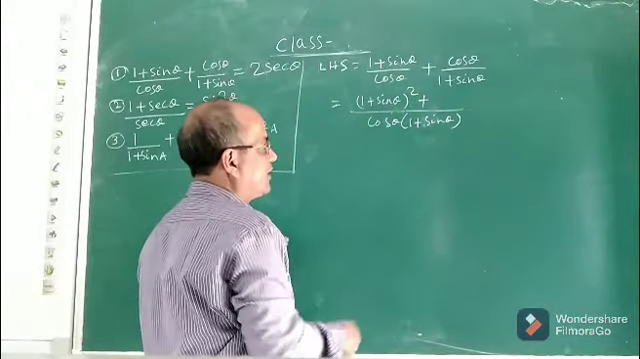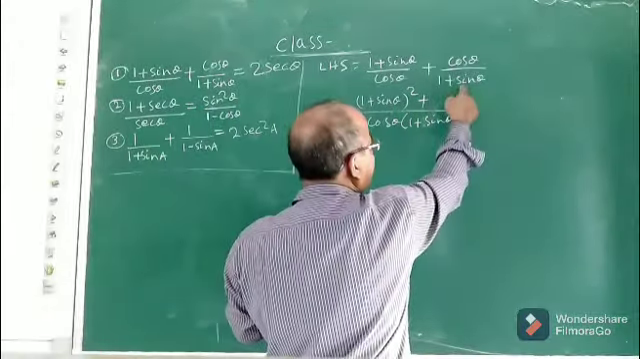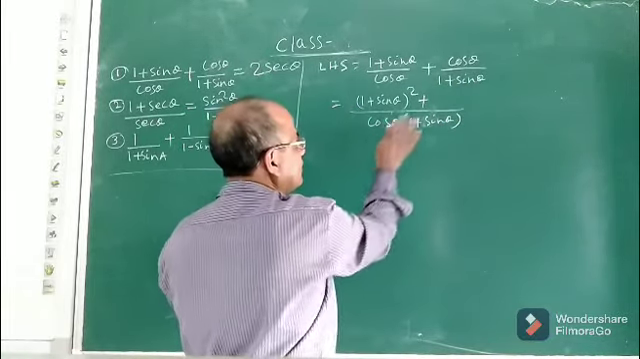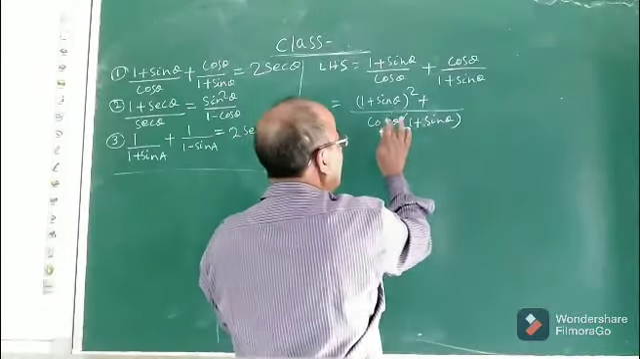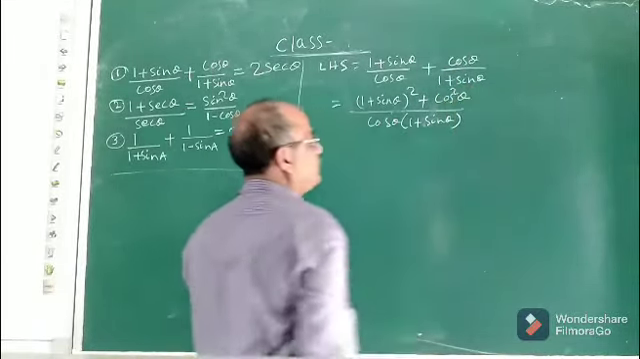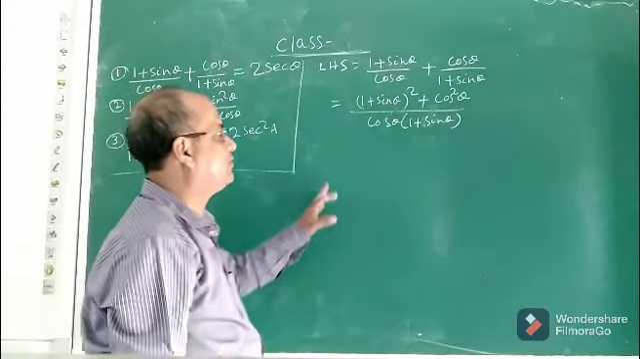Now come to the next. Again divide the LCM by this denominator. So 1 plus sin theta and 1 plus sin theta will be cancelled. So what will be left? Cos theta will be left, and cos theta will be multiplied by cos theta to give you what? It will give you cos square theta.